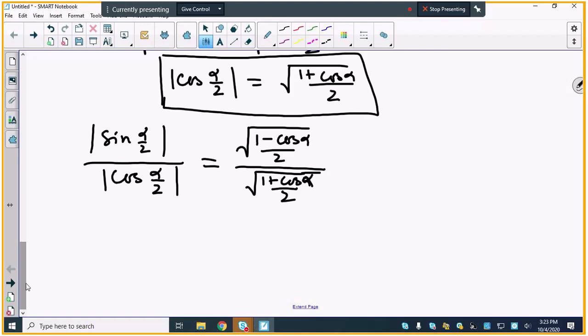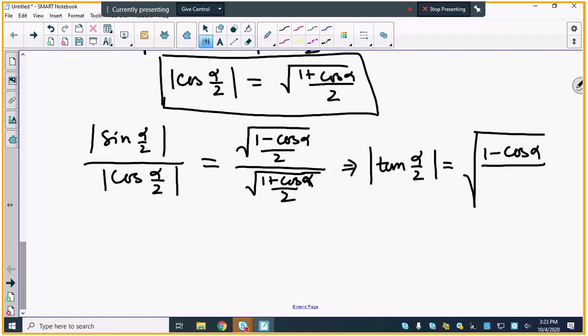So I will say the absolute value of tangent alpha over 2 is equal to the square root of (1 minus cosine alpha) over (1 plus cosine alpha), because the 2 and the 2 from the top and the bottom will cancel each other. And again, depending on which quadrant your alpha over 2 is going to land in, you will determine the sign of tangent alpha over 2. So these are your half angle and double angle formulas. Depending on the problem, depending on the angle, we will determine which formula to use and what sign to use.